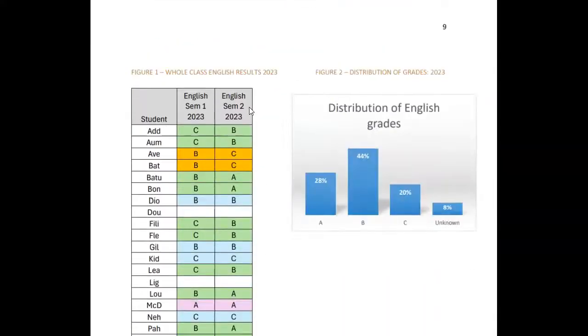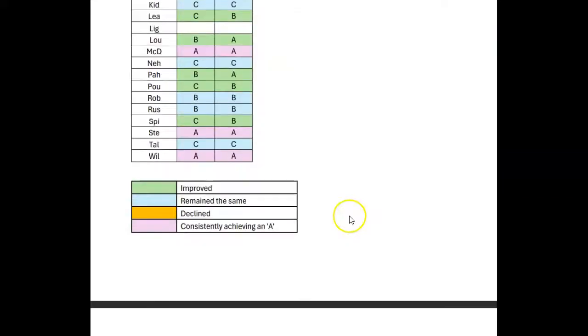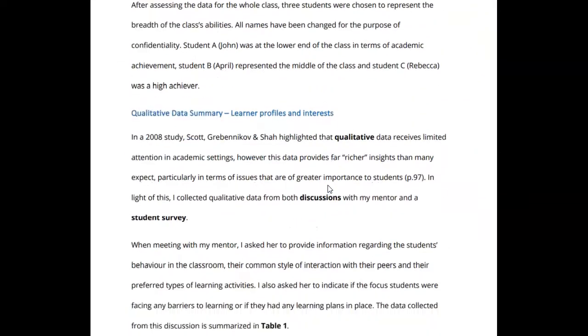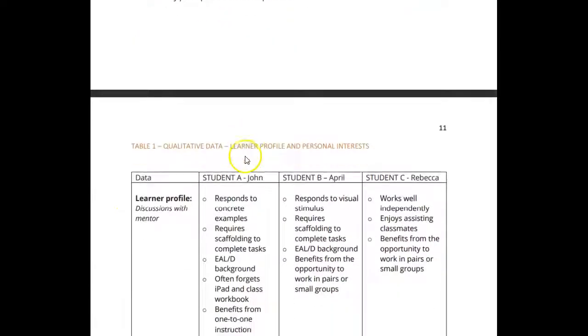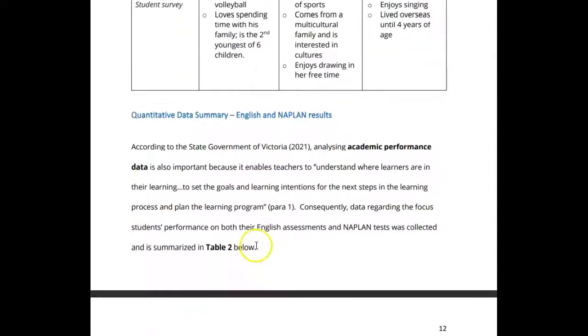So I'm seeing serious data. Here's what data did they use? Results from previous semesters, distribution of grade represented in table and graphical forms. Then they talk about their focus students, and they've gone looking at learner profiles and interests, and they did a discussion with the mentor and a student survey. So that's some data collected, and they've put those in tables, and that's the summary of those conversations and the student survey.